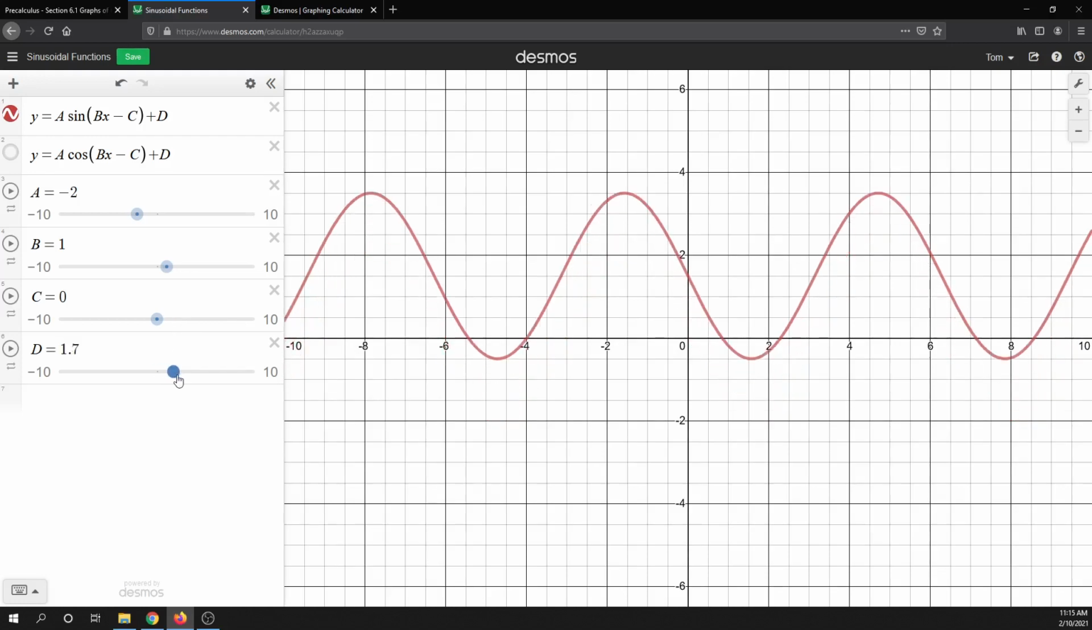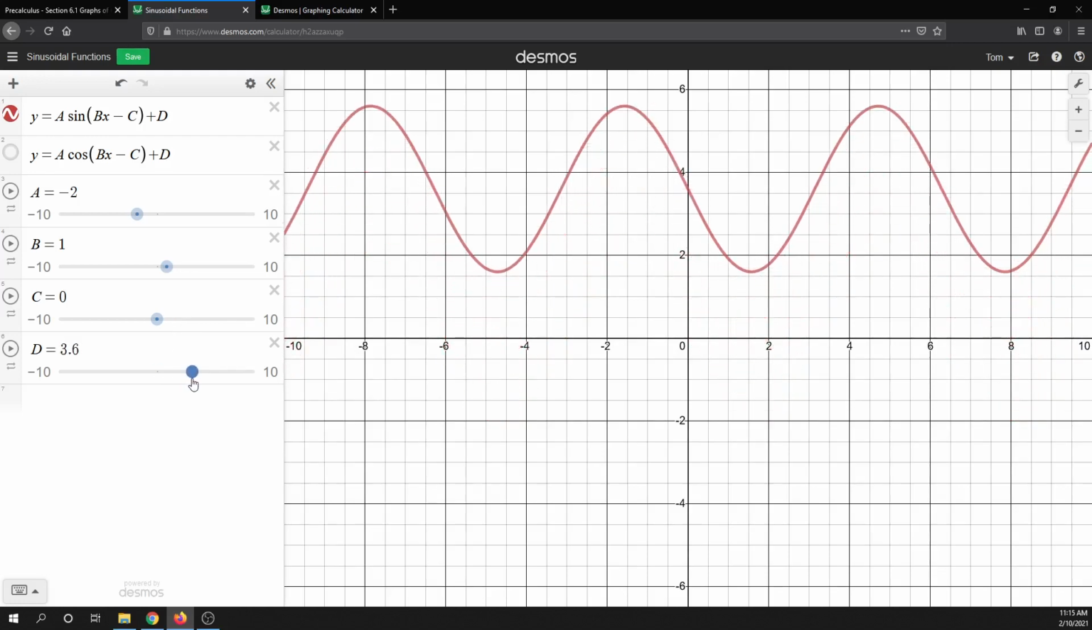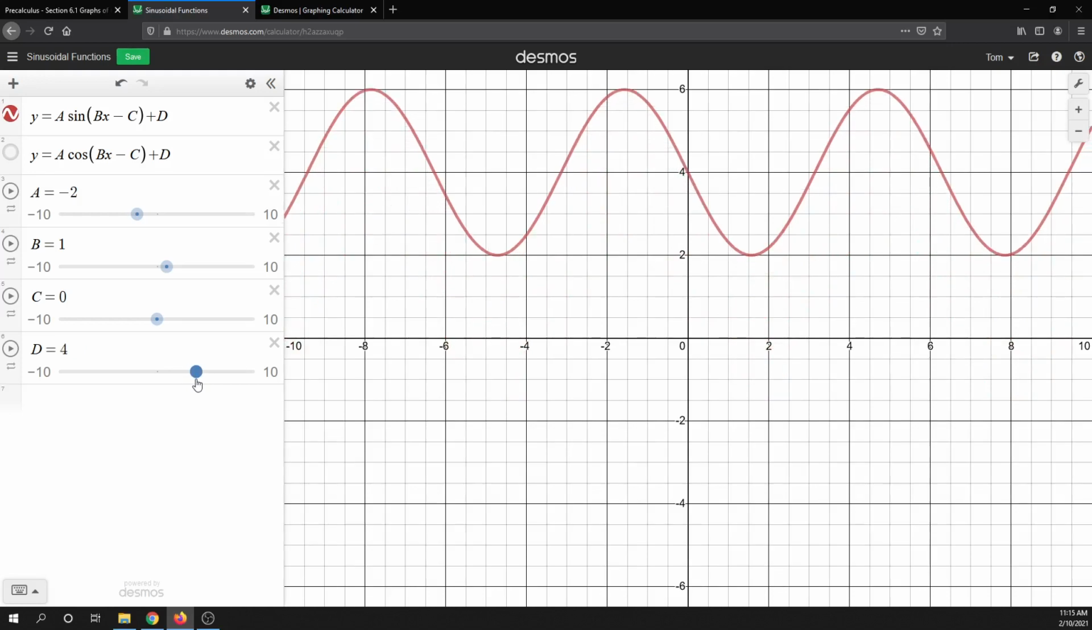And the same will be true if it's been vertically shifted up. The same thing will be true with respect to the midline. So it will start at the midline, if there's no horizontal shift, and then it will go down if the value of a is negative. That's assuming there's no horizontal shift, which we haven't talked about yet.